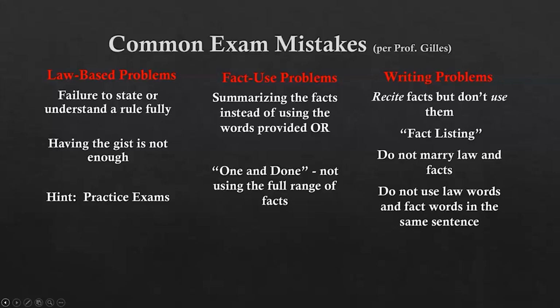Really go back and figure out what facts you're going to use. And that's why that outlining again is so important, because you can put the specific facts in there and then you don't have to keep going back and forth between the fact pattern. All you have to do is look at your outline. The other one that she talks about is, she calls it one and done. So finding one fact that looks like the element is met or not met, and then moving on. So you want to try and use the full range of facts.